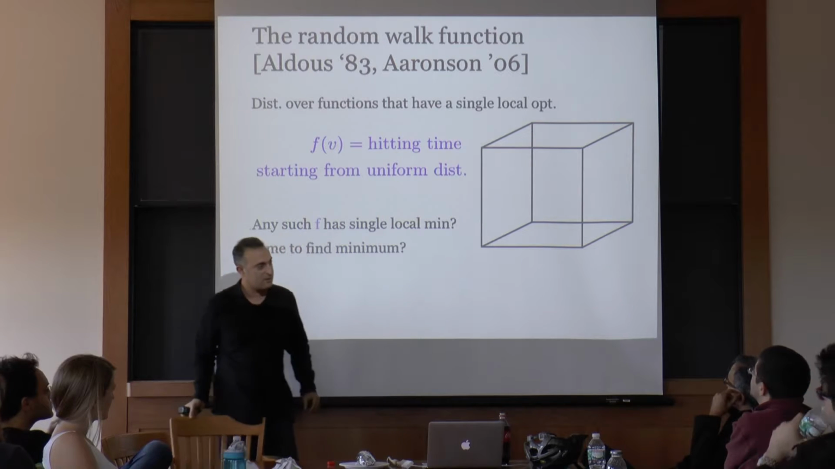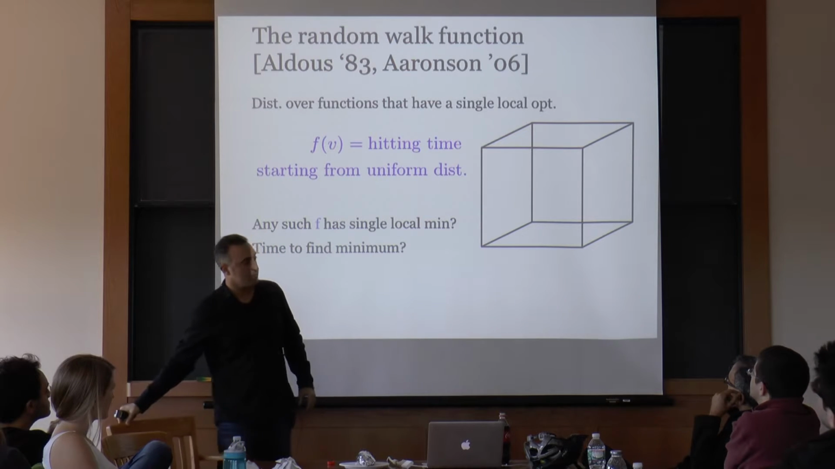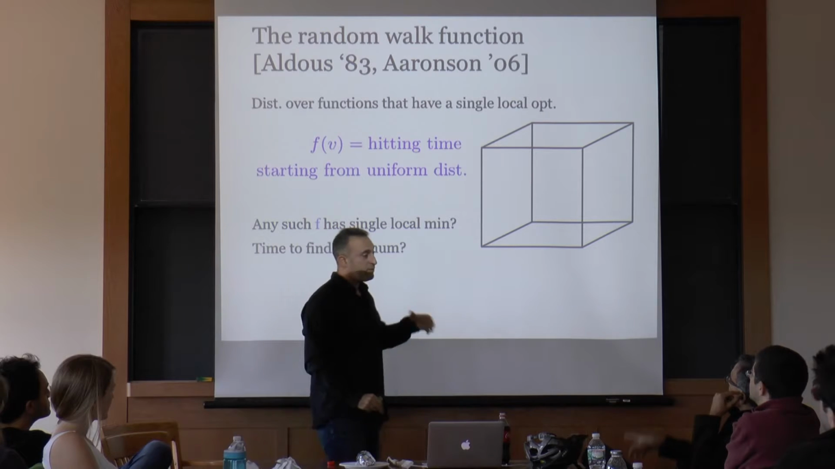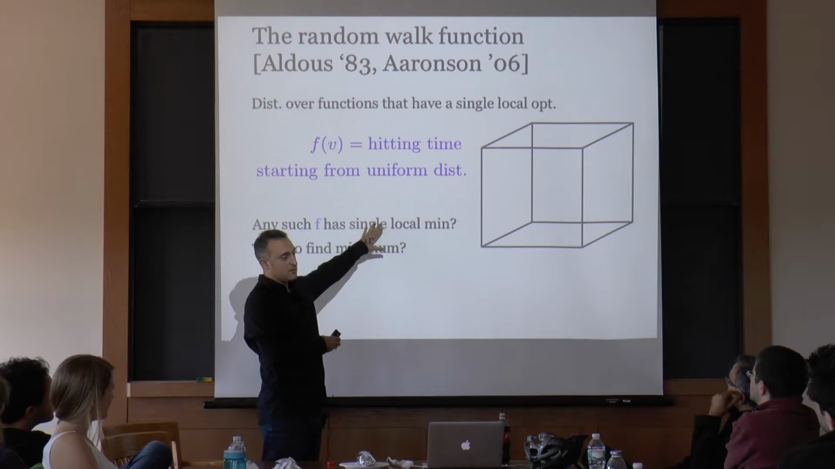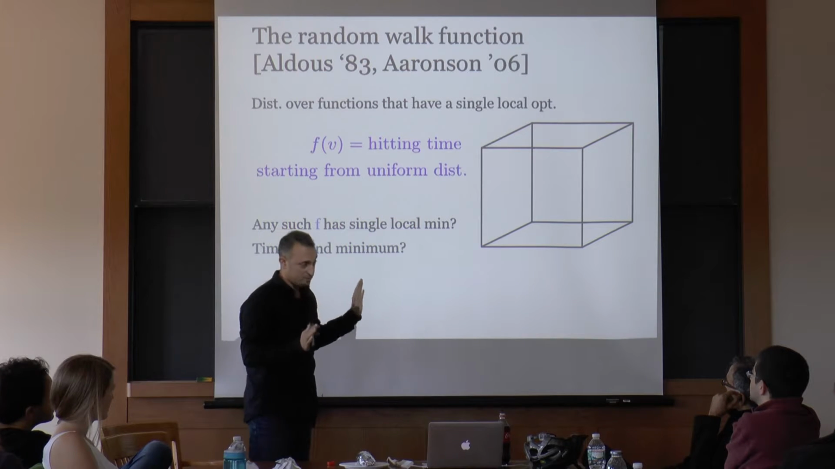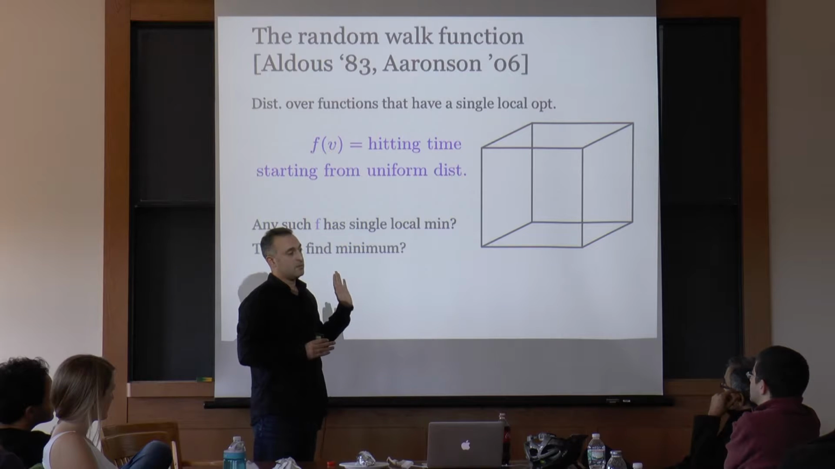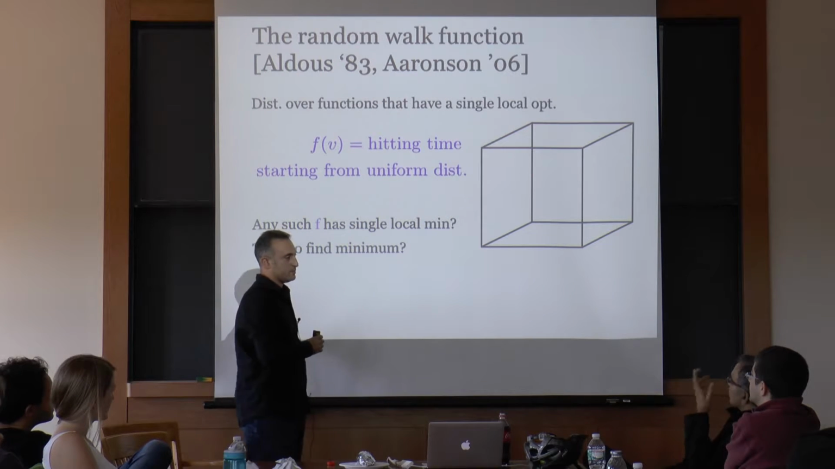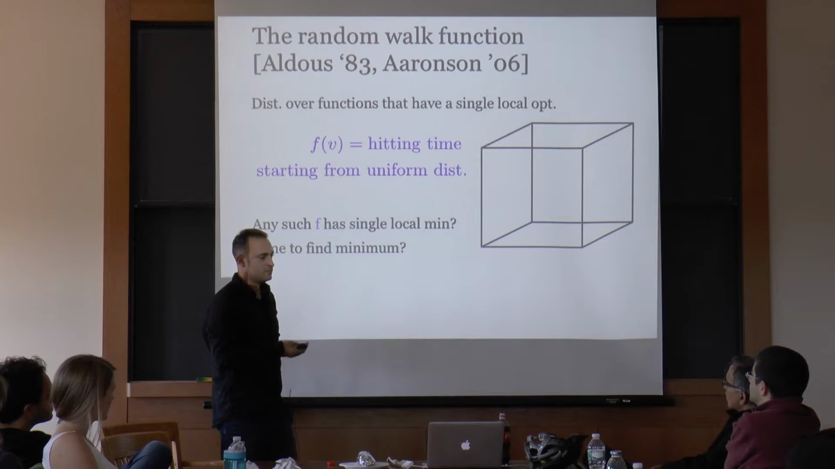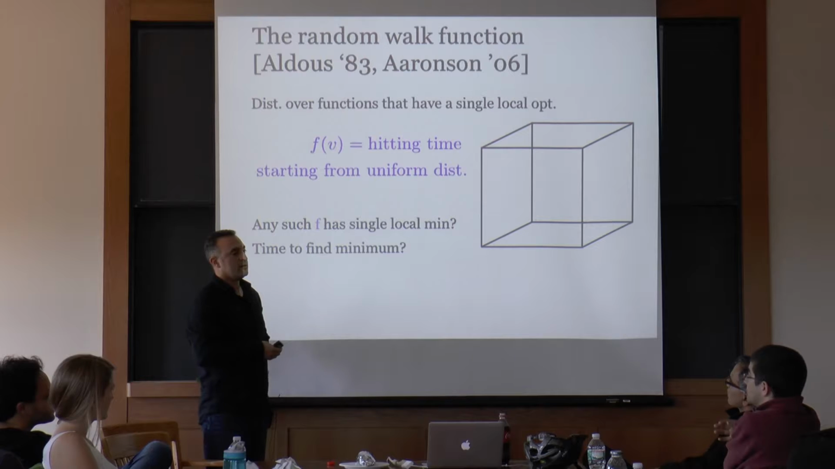You said starting from a uniform distribution. Yeah. Any function coming from that distribution has the property that it has a single local minimum. You start from a uniform distribution and perform a random walk. This gives you a distribution over functions, the hitting time. Yes. And any element from that distribution has the property that it has a unique local minimum. Okay, fine. It's a mixture of functions, indexed by the starting point, right?